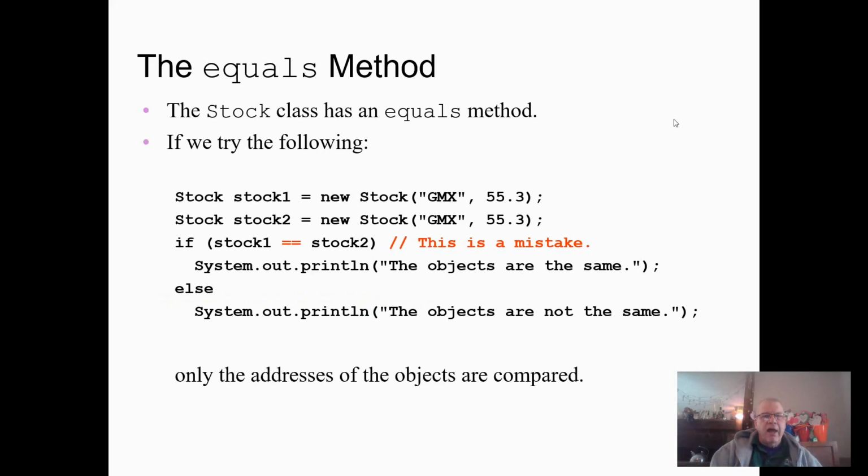So here's the stock class again with an equals method. If we try the following, where we just use equals, that's a mistake. It'll just say no, they're not the same, because it's a different memory address. Obviously the stock object is created twice, even though it looks like the same data.